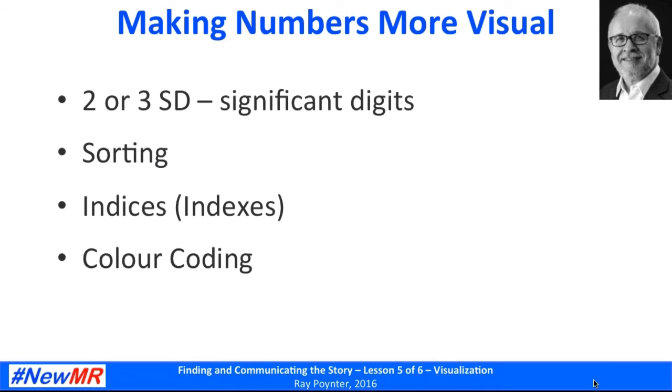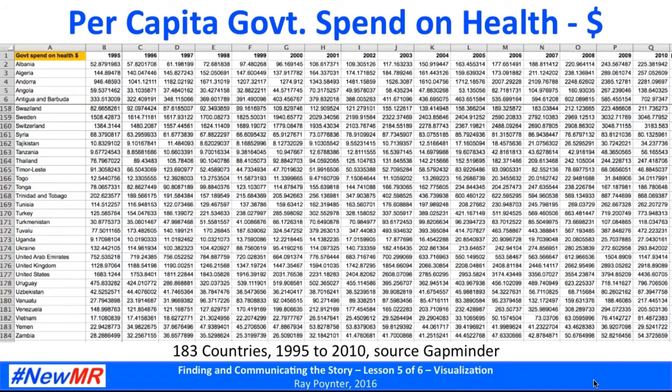So let's look at a practical example. Here is some really horrible, really useful data. Per capita government spending on health, in dollars. The source is Gapminder. I'm going to talk about Gapminder quite a lot. If any of you have seen Hans Rosling give a TED video, he is using Gapminder data. Gapminder is a set of data and it's great interactive software.